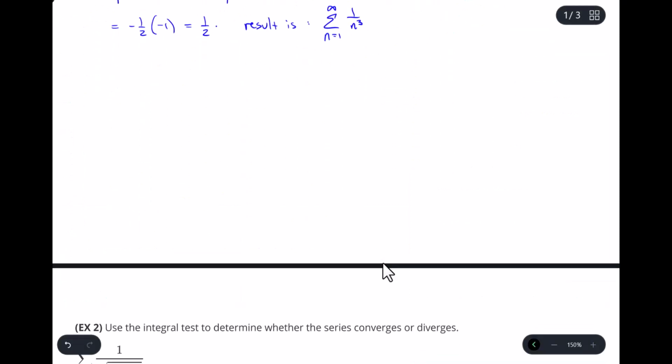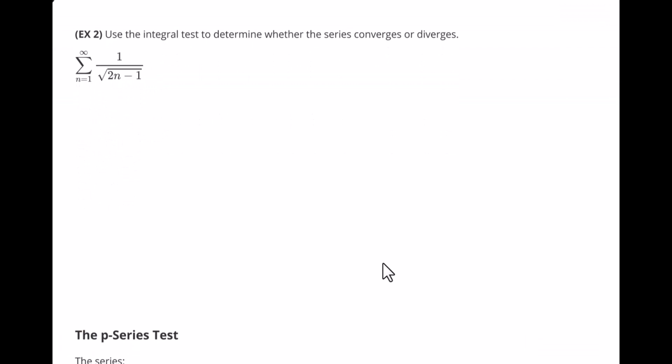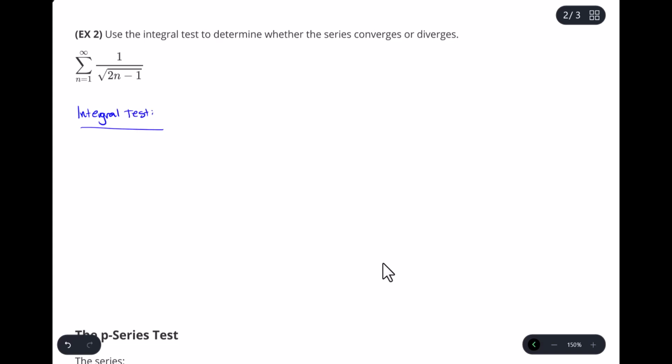All right, let's look at our next example. And here we want to use the integral test to determine whether this next series converges or diverges. So I have the series from 1 to infinity of 1 over the square root of 2n minus 1. All right, so we will state that we are using the integral test, which tells us to take the integral from 1 to infinity of this sequence.